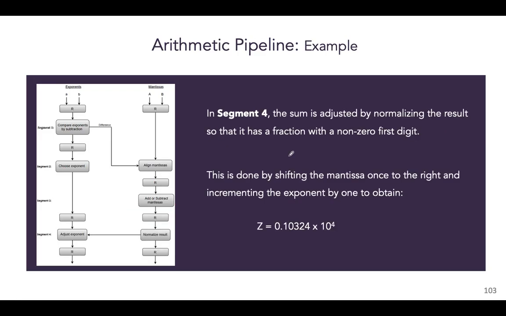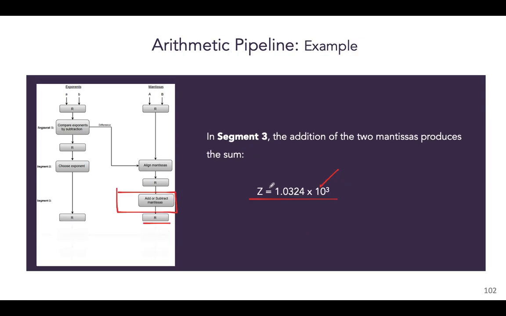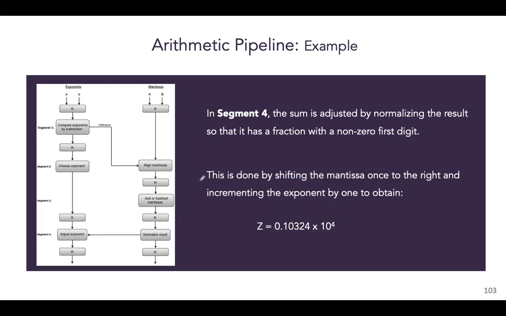Then in segment 4, the sum is adjusted. The final result you obtain, this one, is adjusted by normalizing it so that it has a fraction with a non-zero first digit, right? So the first digit has to be non-zero. This is done by shifting the mantissa once to the right and incrementing the exponent by 1 to obtain this. Again, these are the same concepts that you've already covered when we talked about floating point addition. This is just to show you how that operation is done using a 4-segment pipeline.